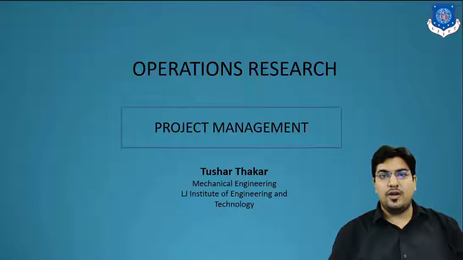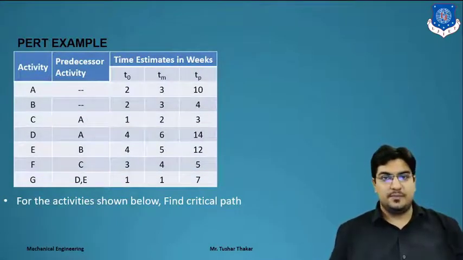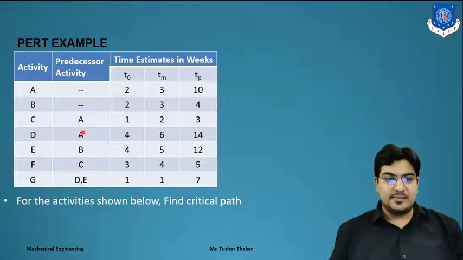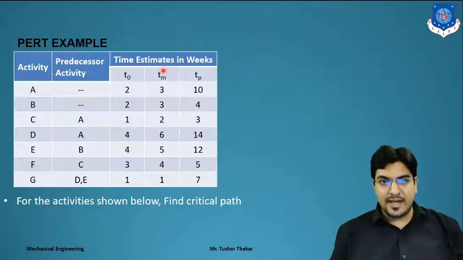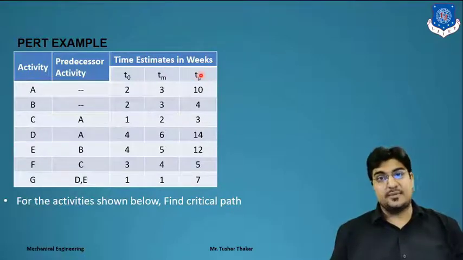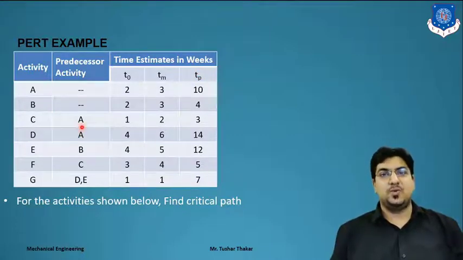So now we will move forward to the next example, the PERT example. Here data is given for the PERT example. Here the different activities are given, the predecessor activity is given, and for each, the time TO, TM and TP is given. What is TO? That is optimistic time. What is TM? That is mean time, and TP is the pessimistic time, right? So according to that, we have to calculate our expected time, that is TE.